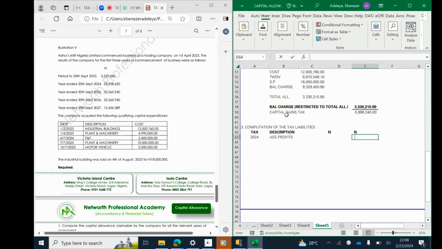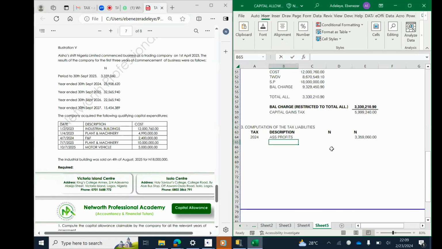So 3,359,060. Okay, that's the assessable profit for that particular year. This second naira sign, don't forget, is always for your adjustments. After our assessable profit, we have to adjust for our capital allowance because that's the only thing they have. If they gave us loss relief, we would first adjust for loss relief before capital allowance. But now it's only capital allowance that we have as the adjusting figure.